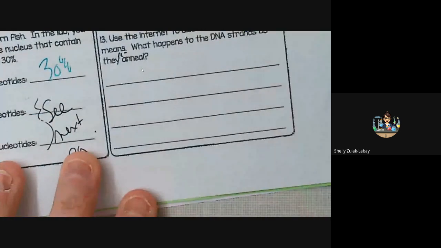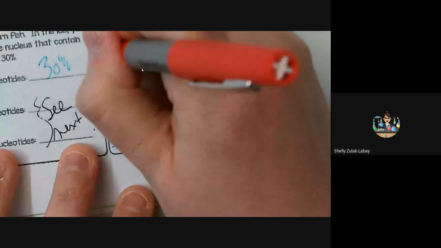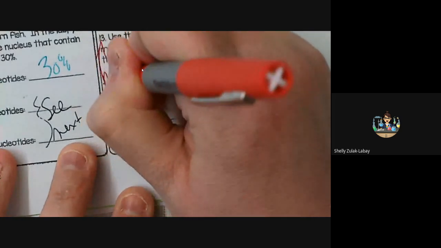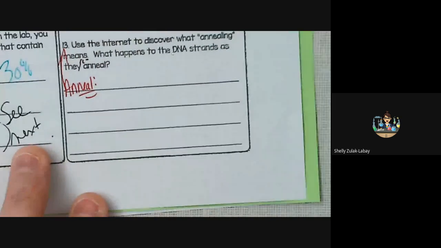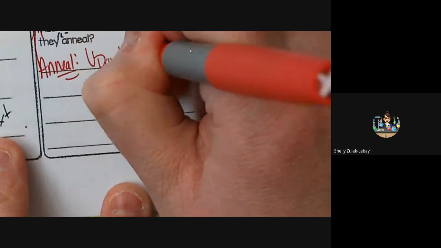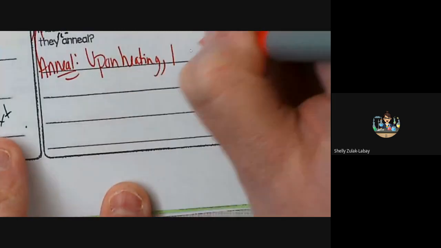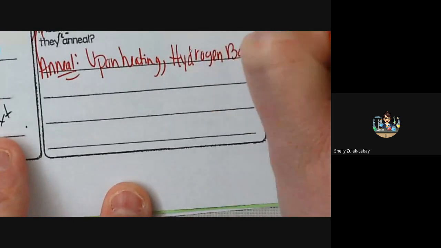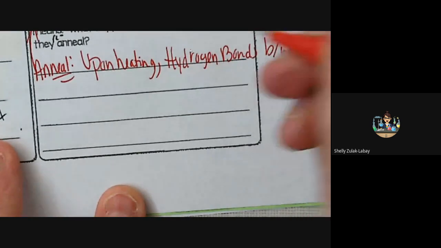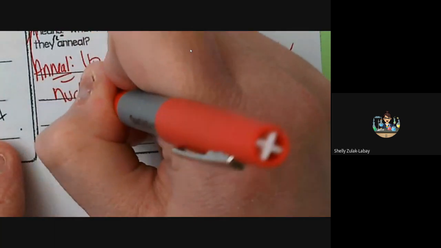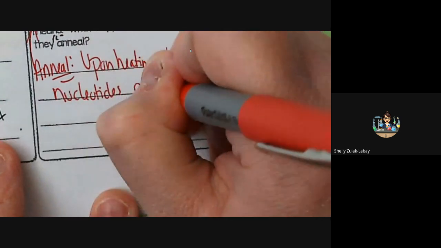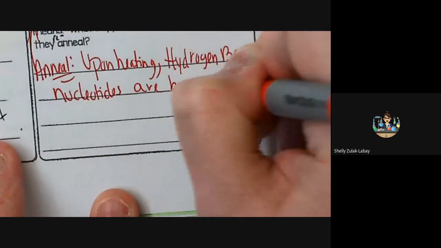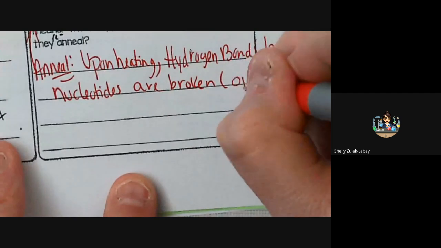So when we say that heating anneals DNA, it means the following. So I'm going to zoom in as much as I can. So upon heating, the hydrogen bonds, that is the abbreviation for between the nucleotides, are broken. As I demoed, this would allow the molecule to open up.